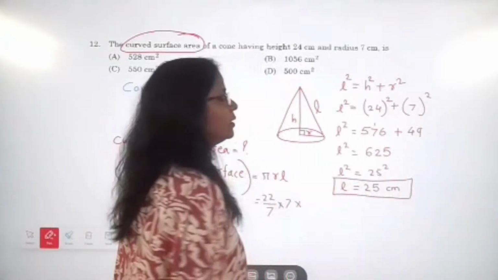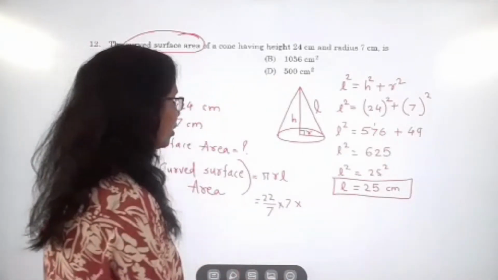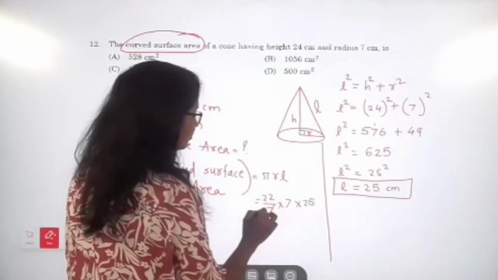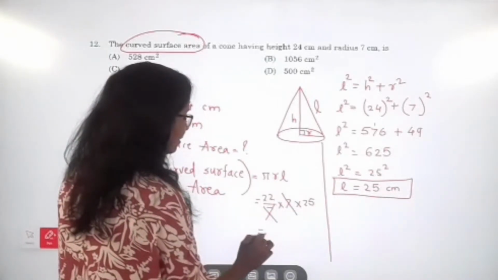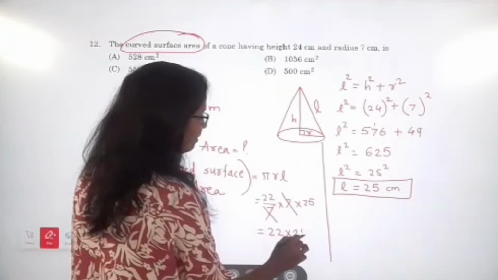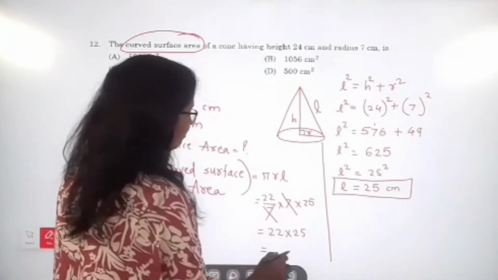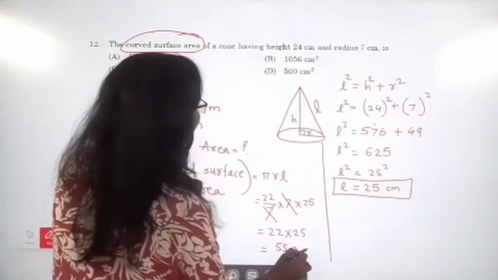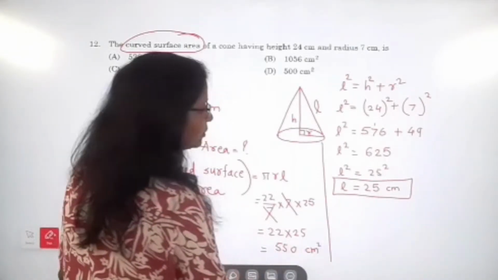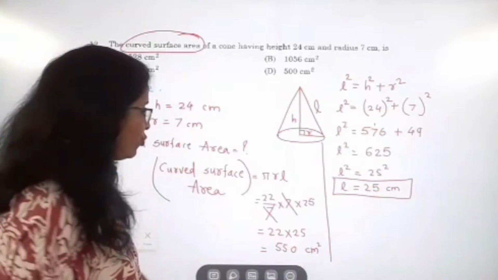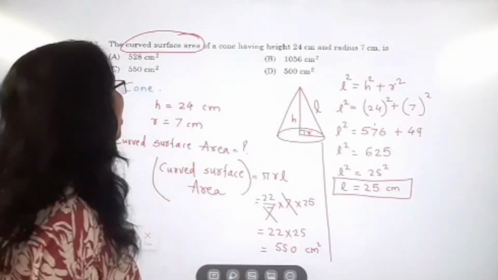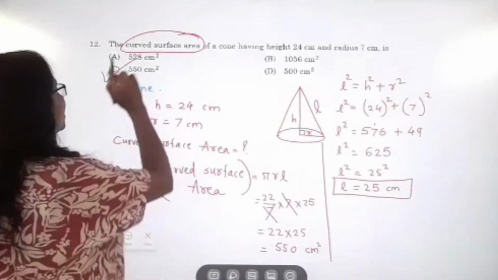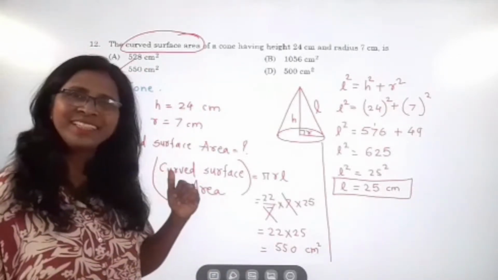Now this value you can put in this formula. Here 25, the 7 gets cancelled, and 22 multiplied by 25 is 550. So the unit is square centimeter. The curved surface area of the cone is 550 square centimeters. So the correct option is C, students.